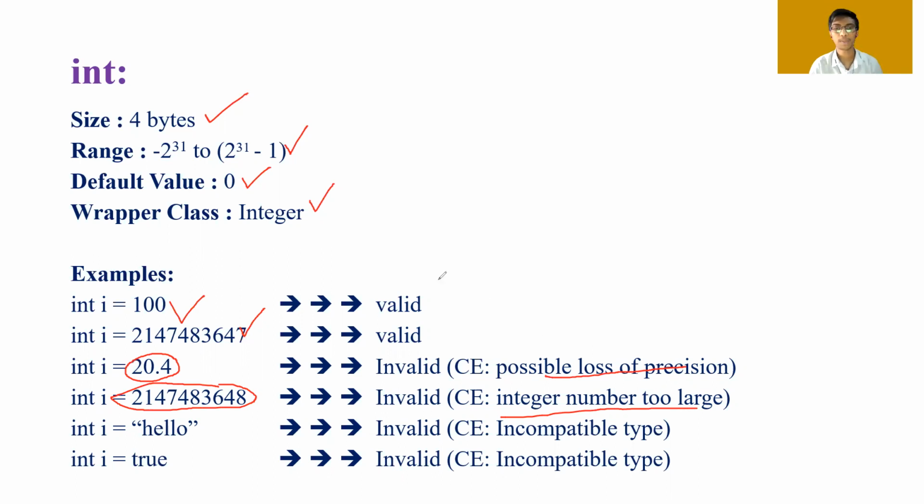So try to see the size of it, that is what the message 'number too large' is representing here. And as I told you, if you try to hold character data or boolean data in an integer location, then you will get an error. What type of error will you get? Incompatible types. Okay, these were the examples you need to focus on.